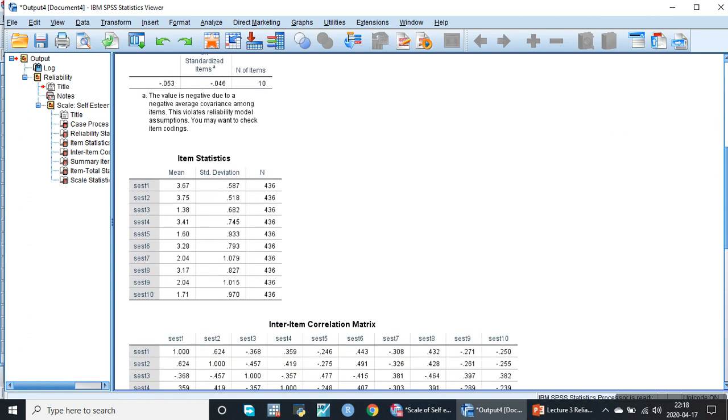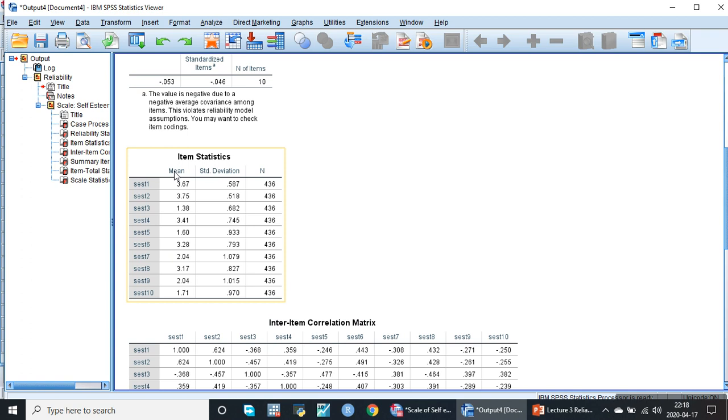Then we will come here to the item statistics. These indicate the mean. This is the mean of the first question, the first item, out of 4. Out of 4, the mean value is 4.67. It means a higher value for self-esteem. Here for question 3, the mean value is 1.38. It means low self-esteem. So it just indicates the mean value of each item.